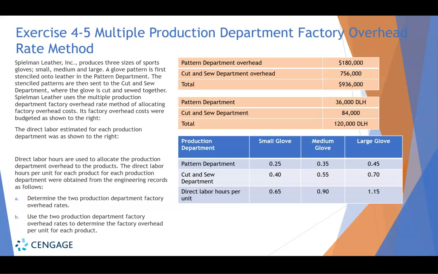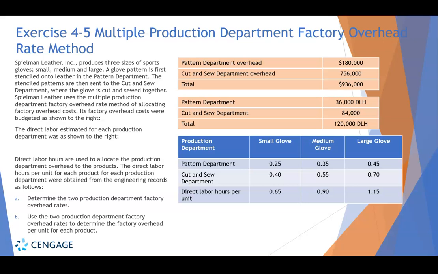The direct labor hours per unit for each product for each production department were obtained from engineering records. So we have in the pattern department, small gloves take 1/4 hour, medium gloves take 35% of an hour, large gloves are 0.45 of an hour. Then in the cut and sew department, 0.4 for small gloves, 0.55 for medium, and 0.7 for large gloves. So we see the hours per department, and then the overhead hours.